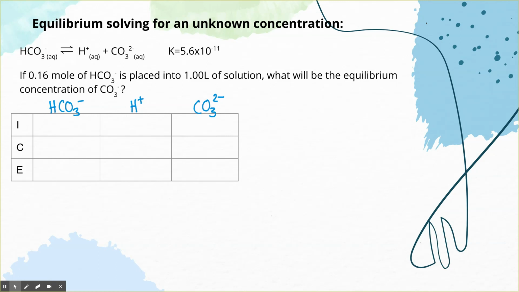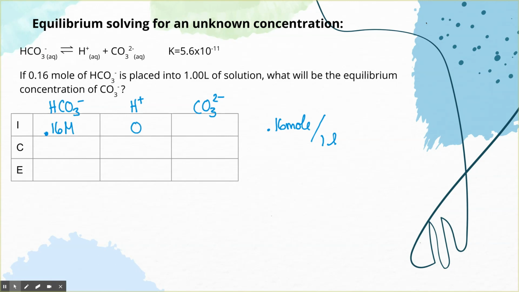Next, we're going to see that we have 0.16 moles of HCO3, so we have this 0.16. But I'm going to put moles to the side, because I want to first divide it by 1 liter, which allows me to automatically change this to 0.16 molar. It's placed into a 1 liter solution. What is the equilibrium concentration of HCO3?